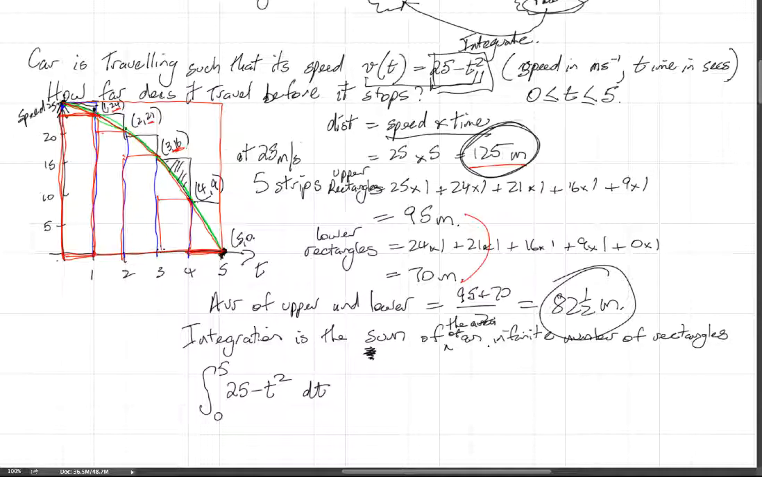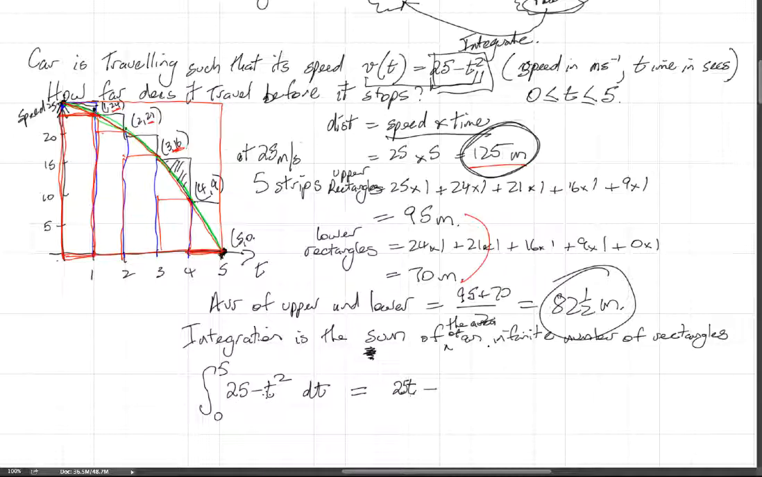All right. This will give us the exact distance. Now, there is a table of integrals, but for the time being, I'm just going to give you what the rule is. We integrate 25, and that is 25t. Because we said that the integral is the opposite of derivative. So if we find the derivative of this, we should get 25. The derivative of 25t, d dt of 25t, is 25.